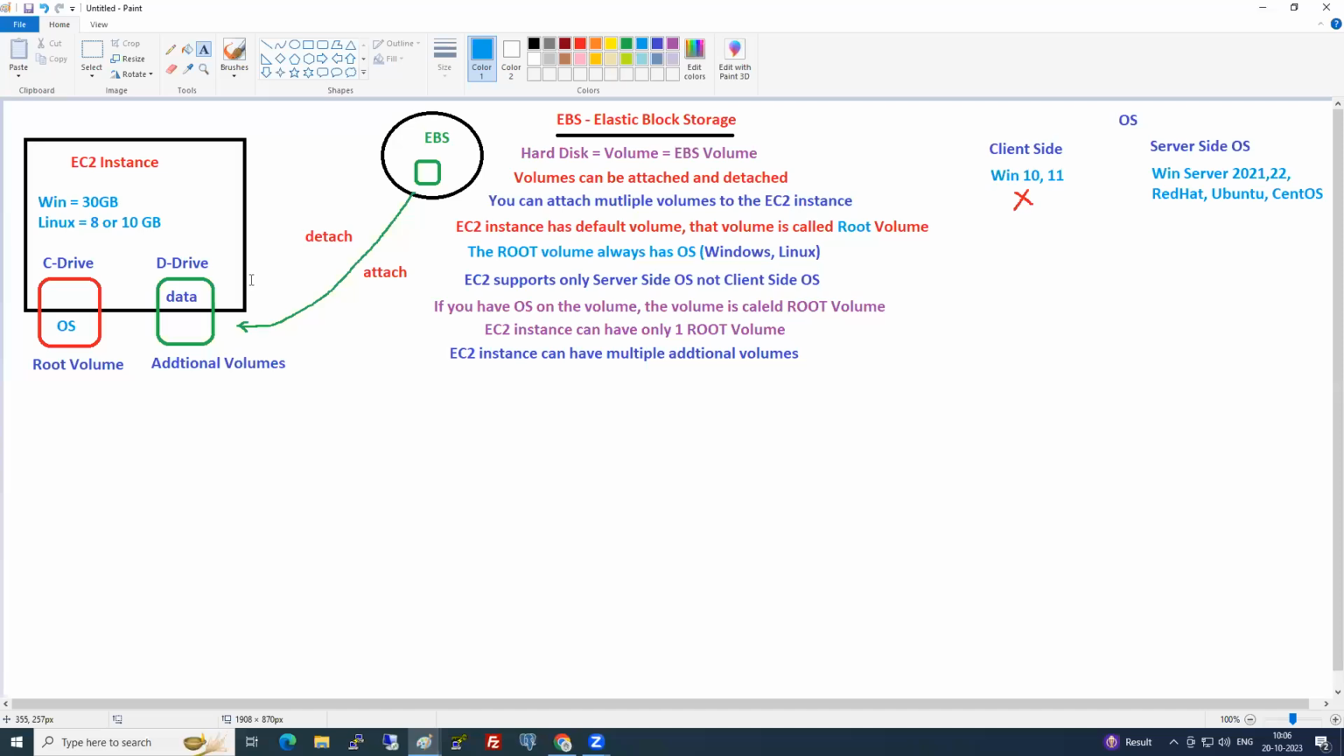I'm asking this question now. Let's say you created 100 GB and attached it to the EC2 instance as a D drive, and you are using only 10 GB of the D drive. 90 GB is free. Tell me, do you need to pay for 100 GB or 10 GB? The answer is 100 GB.